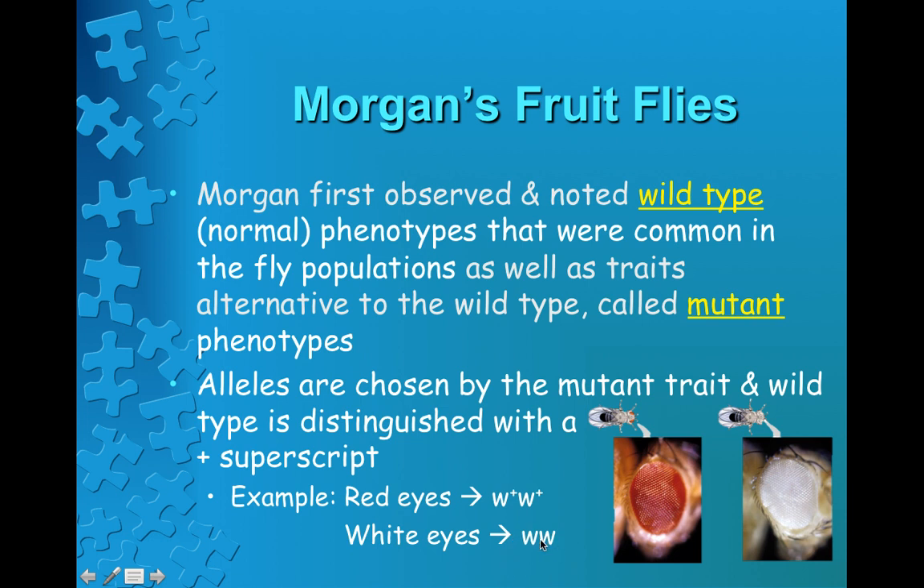So W without the subscript tells you that it is the mutant, and generally these mutants are recessive, so they would have to be homozygous in order to show up. The red eyes is the wild or the normal phenotype, what most of the flies are going to look like. And so we're going to give it a W plus to say that it's wild. In this case, this one's written out as homozygous dominant for that wild trait.